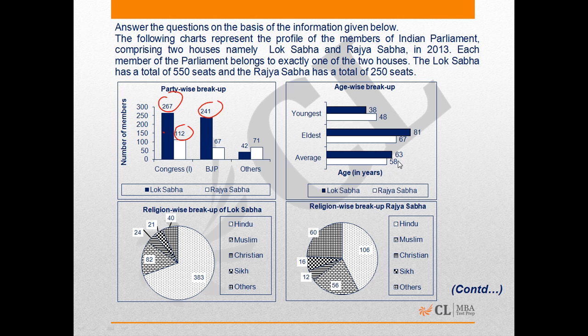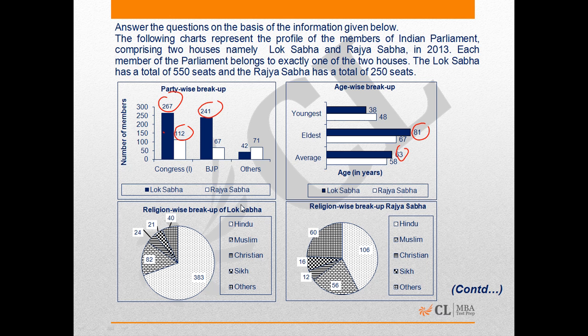In age wise breakup, the average age of the parliamentarian from Lok Sabha is 63 and that from the Rajya Sabha is 58. The eldest member of Rajya Sabha was 67-year-old and the eldest member of Lok Sabha was 81-year-old, and similarly we can see the figure for youngest member.